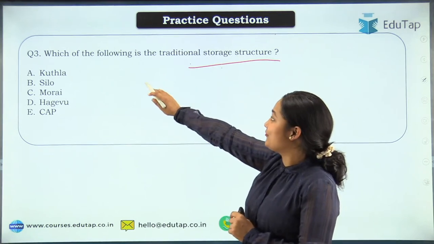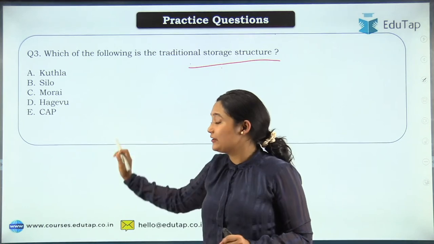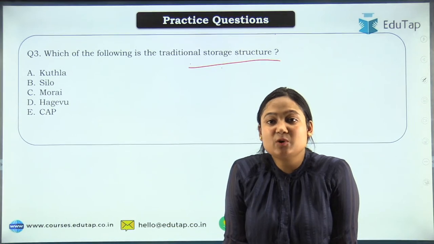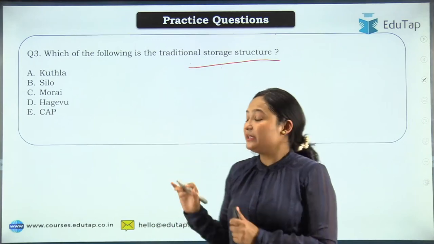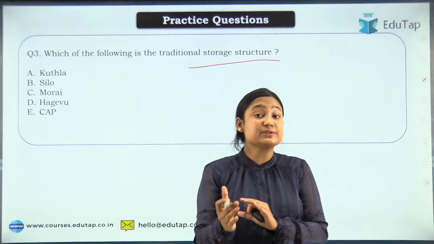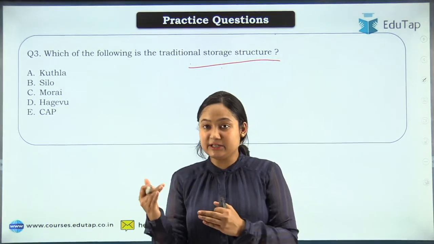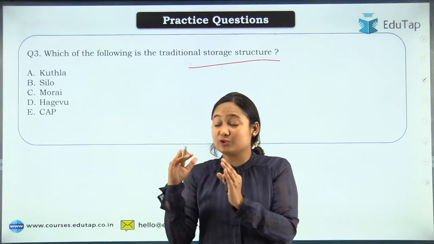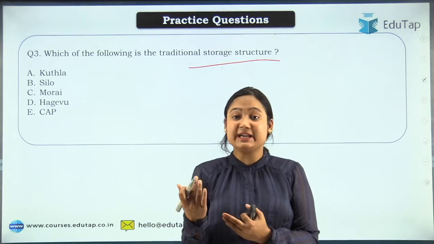The question was, which of the following is the traditional storage structure? Your options are Kutla, Silo, Morai, HAGEBU or CAP. PUSA is the traditional type. No, Kunal, PUSA is not the traditional type. It's a modified storage. In the case of PUSA, since farmers are hesitant about using new technology, small and marginal farmers especially, PUSA took a new kind of approach. They took the already existing structure and modified it a little. They didn't completely change it, so that farmers would be less hesitant.